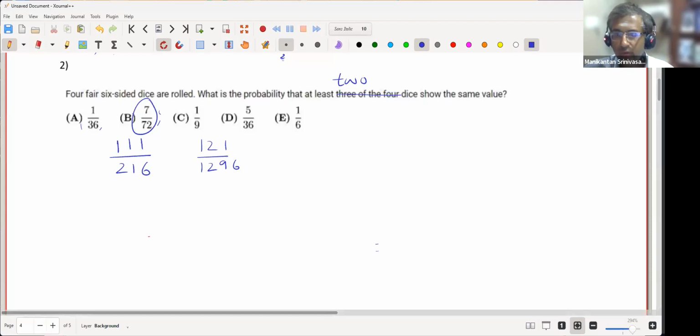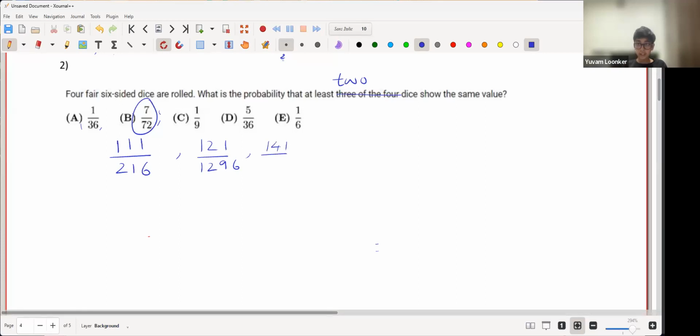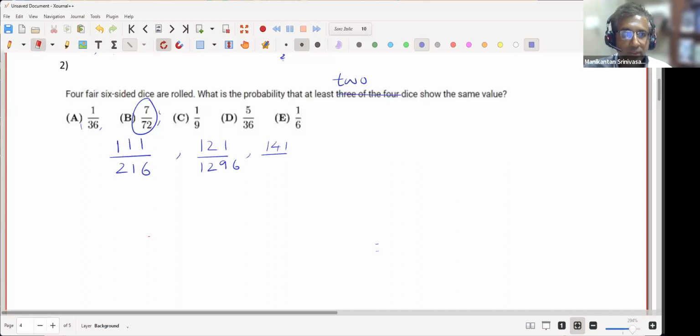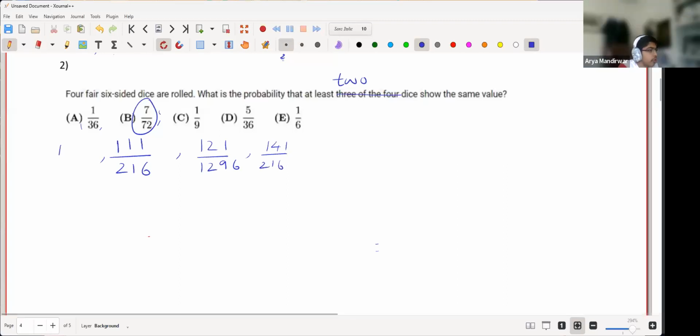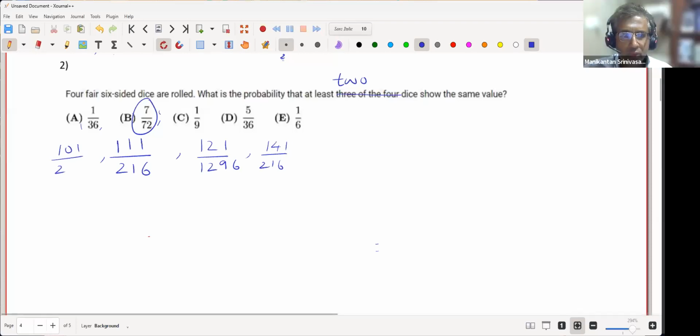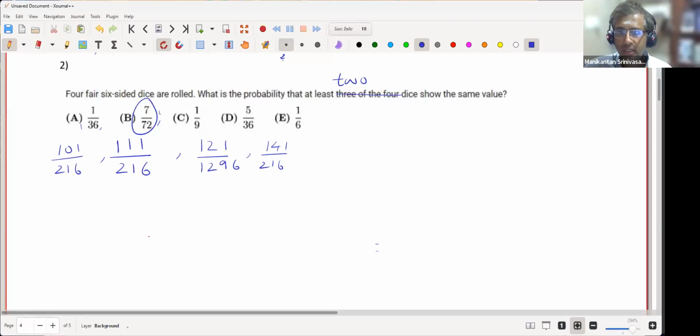Okay, let's do it. Yuvam, yeah, you had something? Sir, I'm not sure what I did. I think it's wrong, but I got 141 upon 6 raised to 3. 6 raised to 3 is 216. So 141 by 216. Okay, Arya, I got 101 over 216. 101 by 216. Okay, all right.